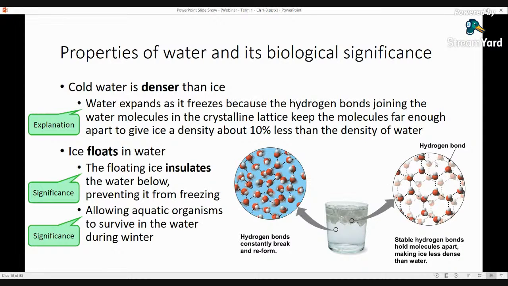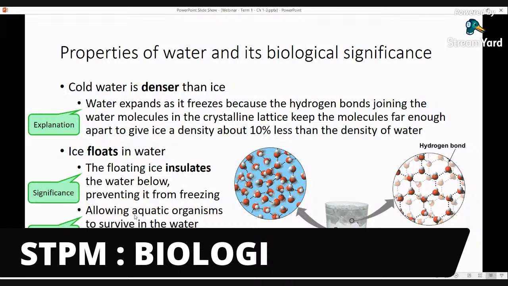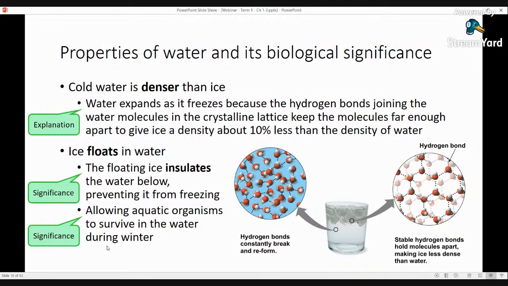From this diagram, we can see when the water becomes ice, it forms a crystalline lattice, so it has more spaces compared to water in liquid form. Therefore, the ice floats in water. Why is this so important? Because the floating ice insulates the water below it, preventing it from freezing. This is for large water bodies, so that this can allow the aquatic organisms to survive in the water during winter. So here we have the importance during winter.